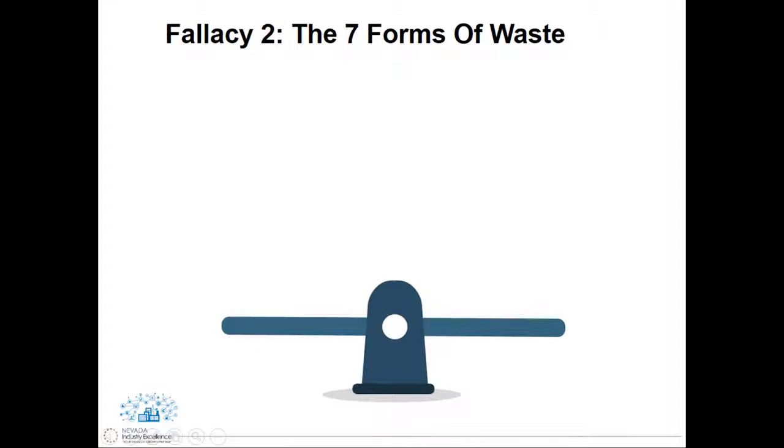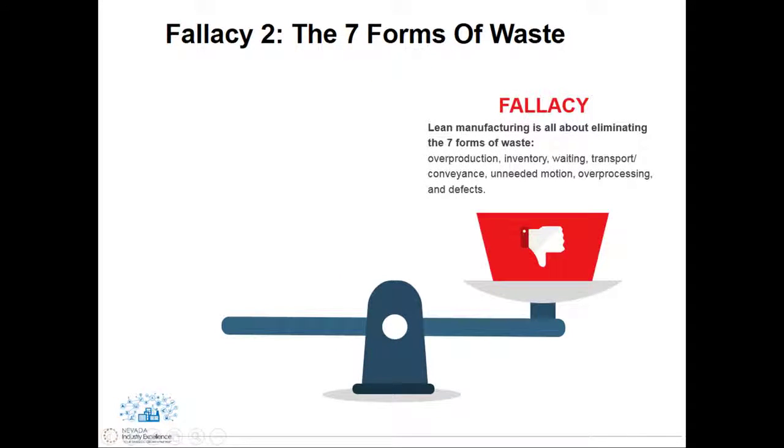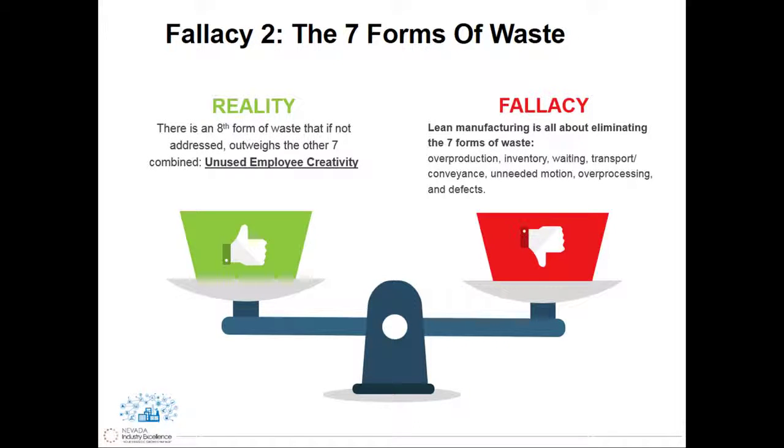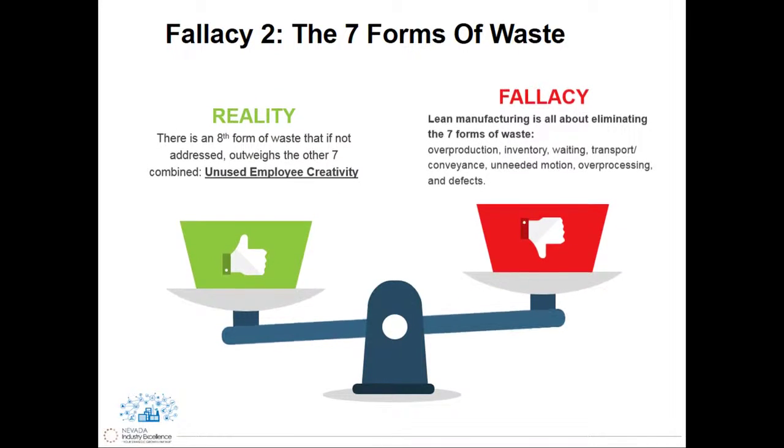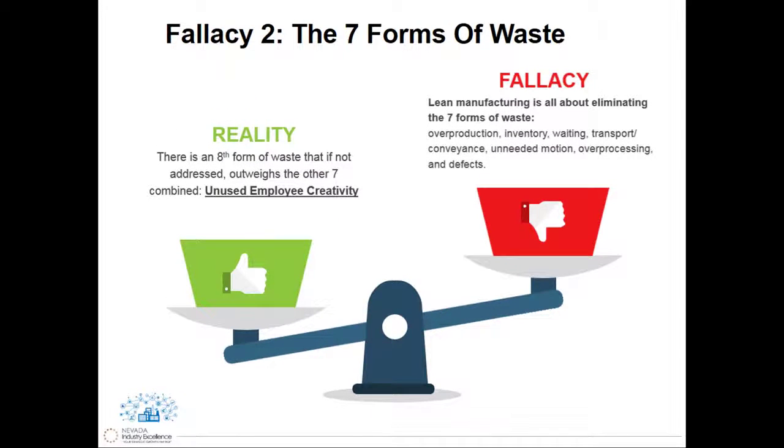The second fallacy is that lean manufacturing is only about eliminating the 7 forms of waste: overproduction, inventory, waiting, transport and conveyance, unnecessary motion, overprocessing, and defects. This is the prevailing thought in most companies adopting lean, and that is why many of them fail. There is an 8th form of waste that, if not addressed, outweighs the other 7 forms of waste combined. That is the waste of unused employee creativity.